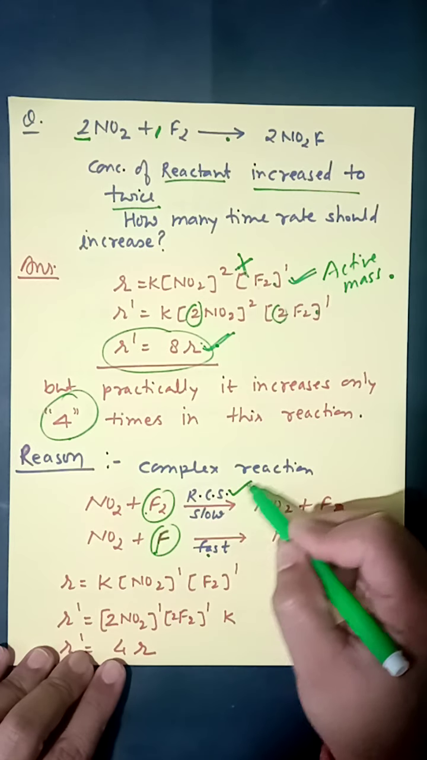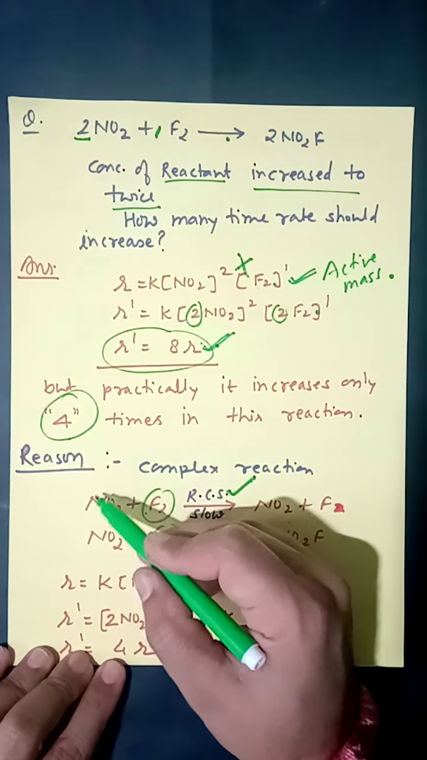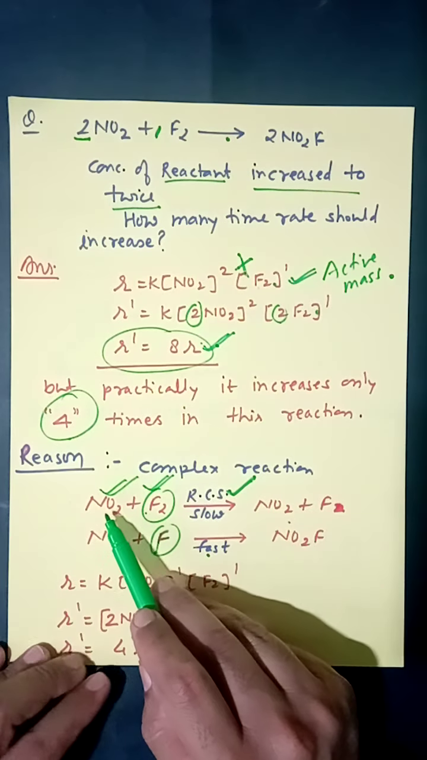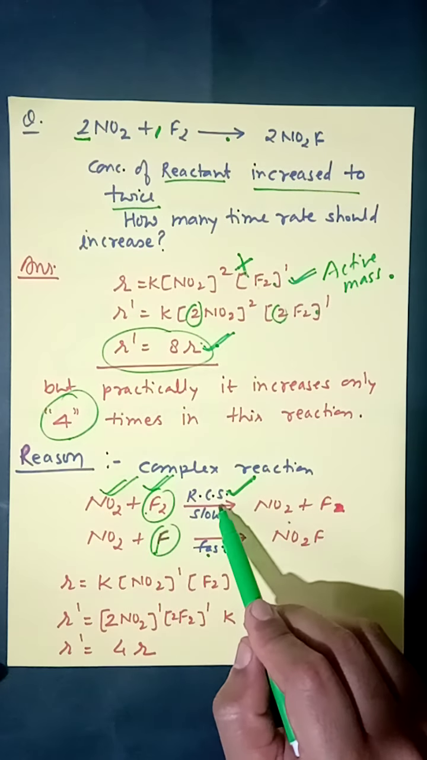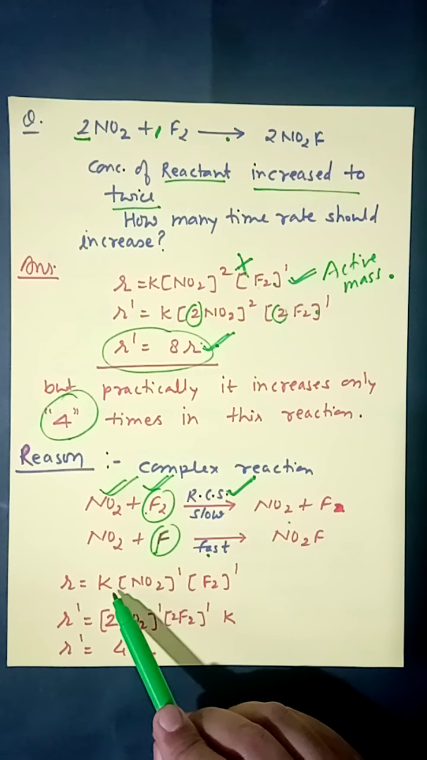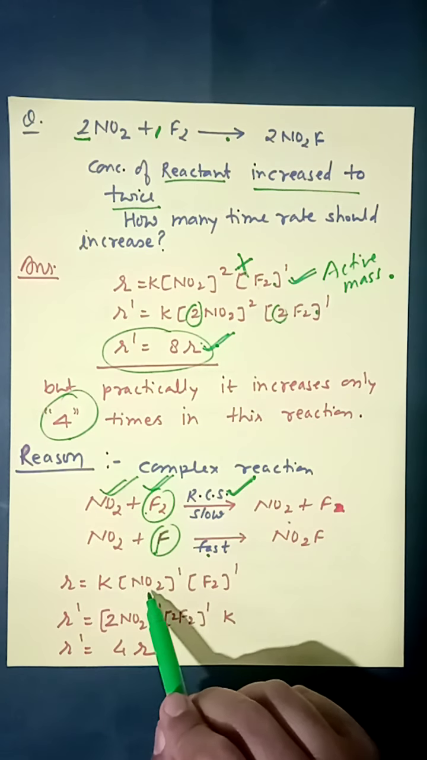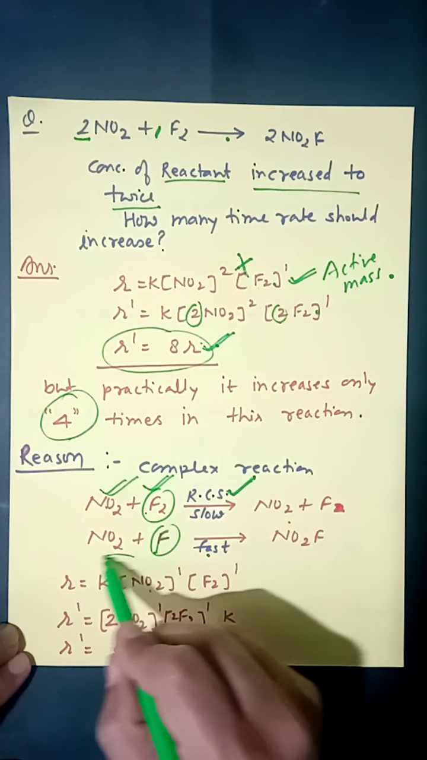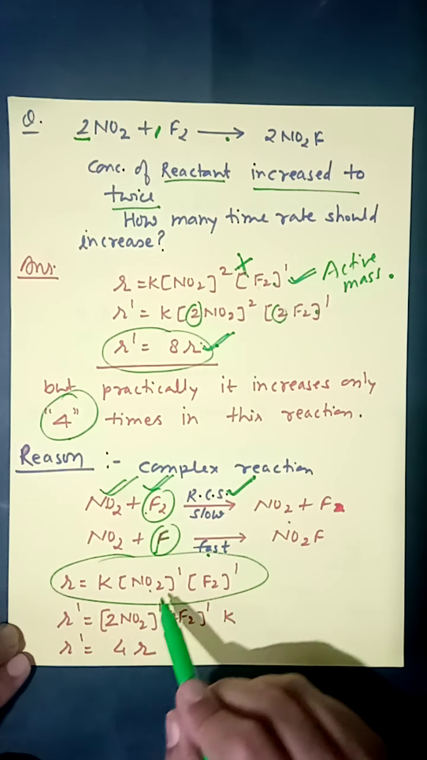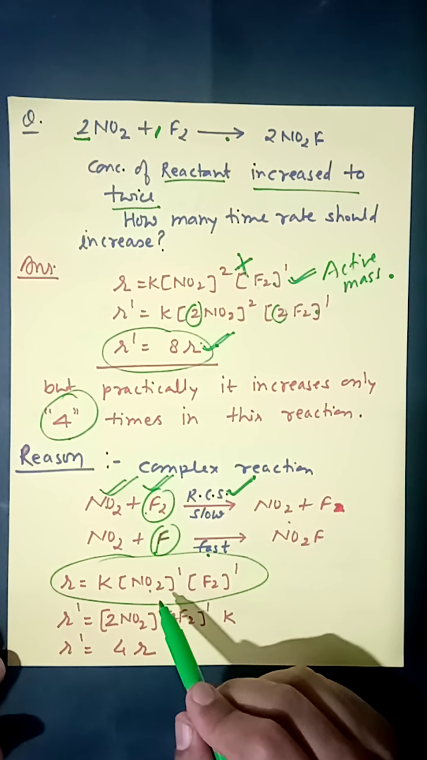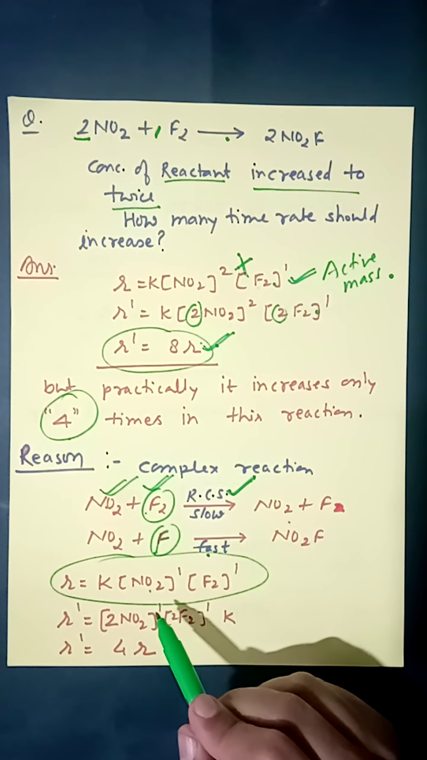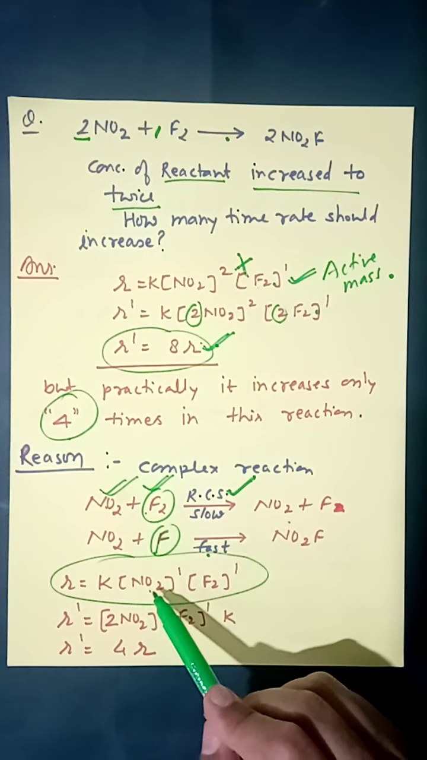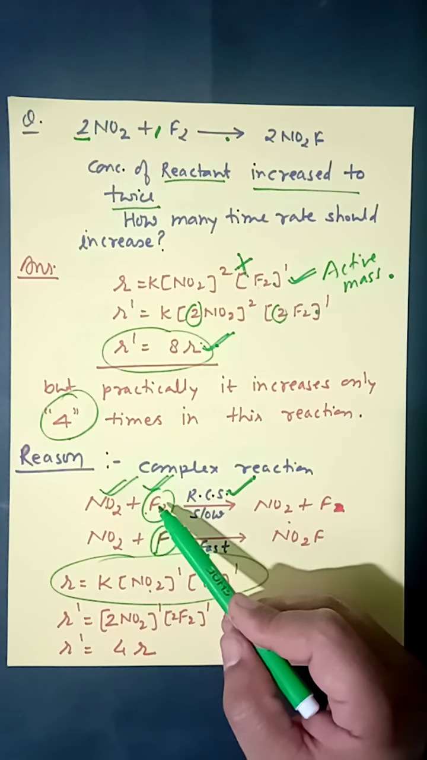Because this controls the rate of reaction, only these particles will influence the rate of reaction, and on the basis of this step, you can write R equal to K NO2 power 1 and F2 power 1. I repeat, I have not written this on the basis of the balanced equation, but I have written this on the basis of the mechanism of reaction, on the basis of the slow step of the reaction. NO2 power 1 and fluorine power 1.